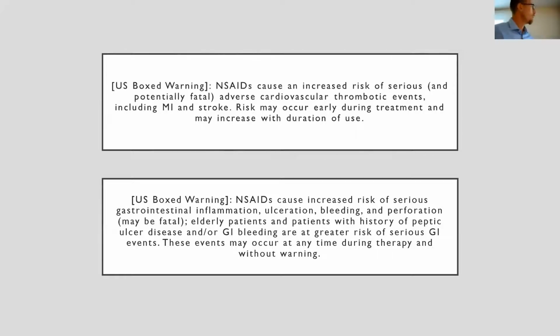So there are black box warnings on prescribed NSAIDs, and there are 2 of them. One says that NSAIDs cause an increased risk of serious and potentially fatal adverse cardiovascular thrombotic events. The other black box warning talks about the increased risk of serious gastrointestinal inflammation, ulceration, bleeding, and perforation, which also may be fatal. So keep this in mind as you are prescribing these medications that we as doctors are busy.